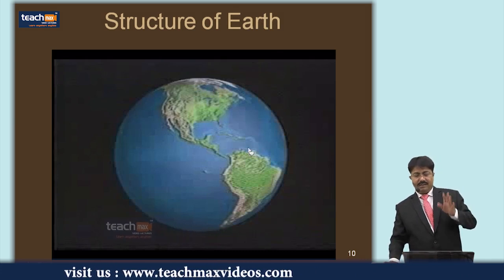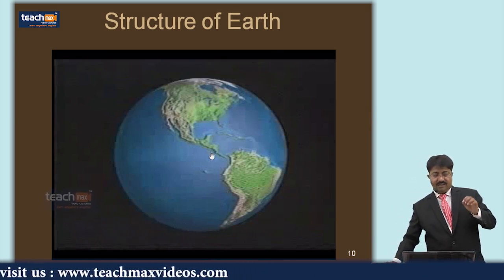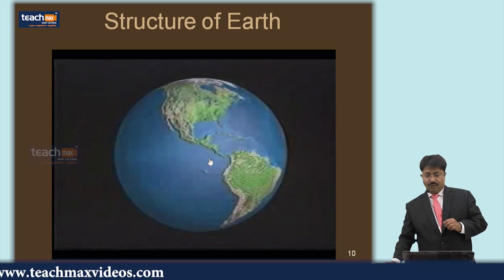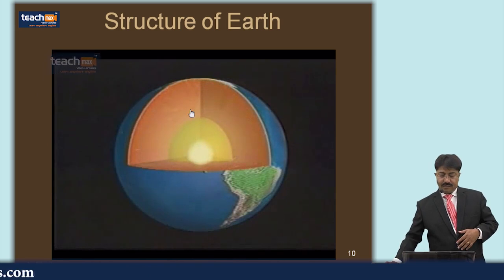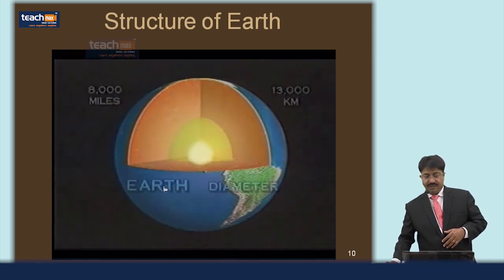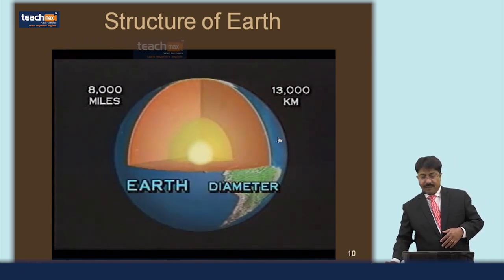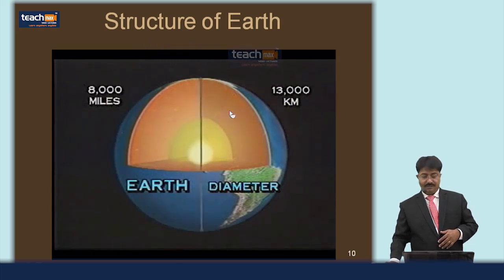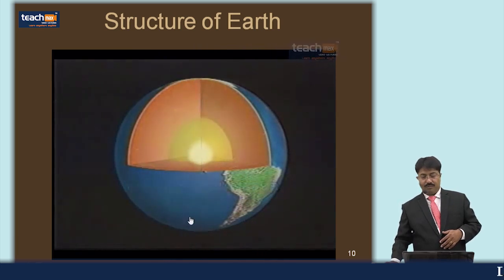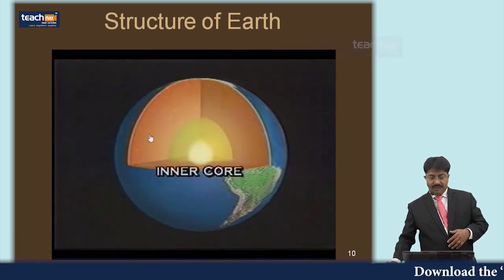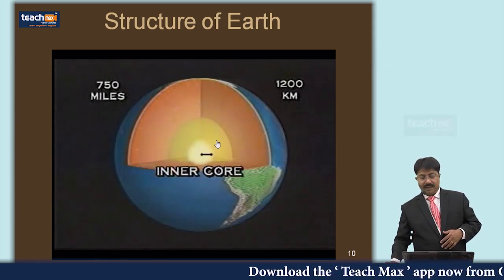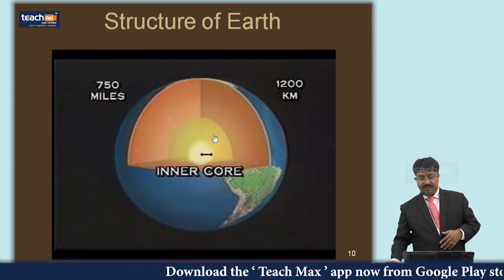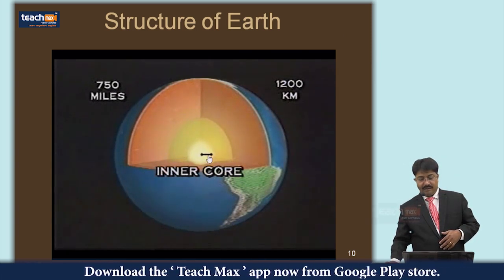If we go into detail on the structure of the Earth, this is a typical video which shows how the Earth is made. Here you can see the bluish tinge is the Earth, and its diameter is about 13,000 kilometers from North Pole to South Pole. The orange-like tinge is called the mantle, the yellowish tinge is the outer core, and this is the inner core.